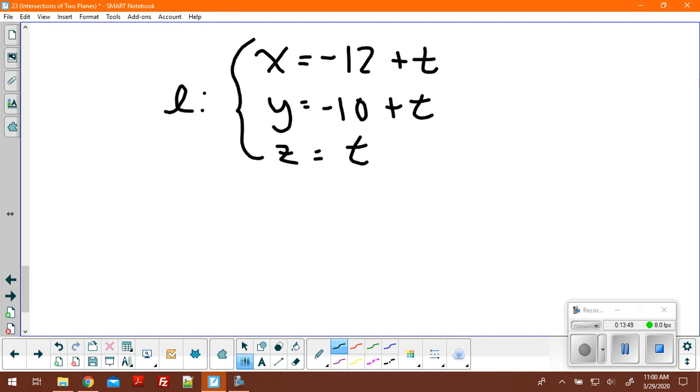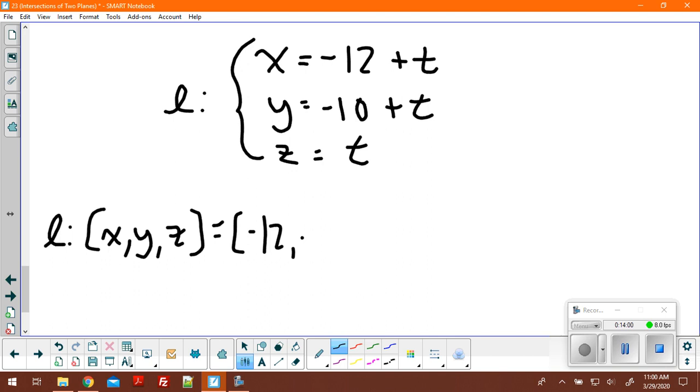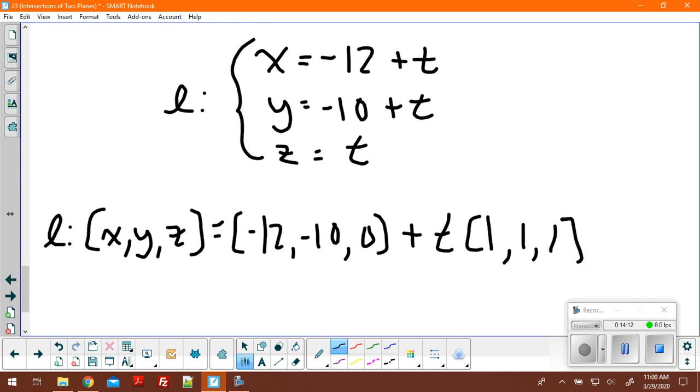And now let's just write that in vector form. My other form for this, my line x, y, z, is equal to my point, negative 12, negative 10, 0, plus my parameter t, the vector is 1, 1, 1. Okay, and there's the equation of the line.